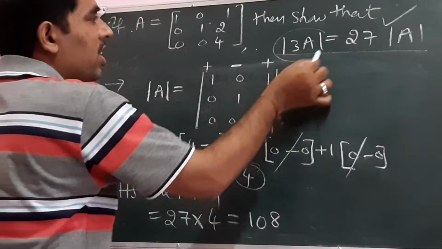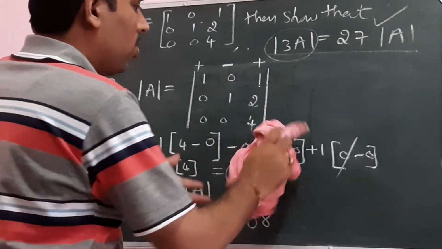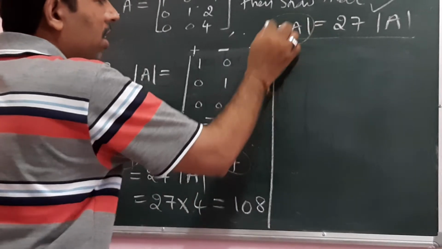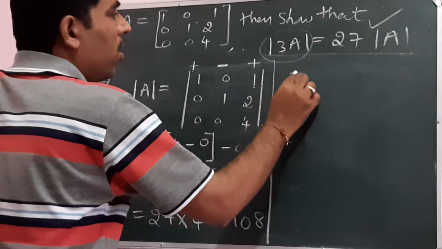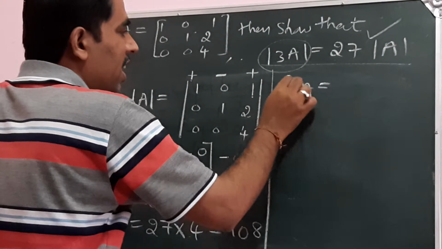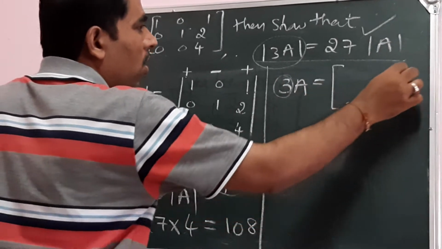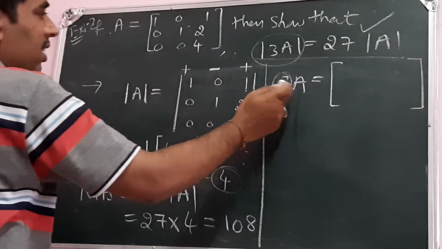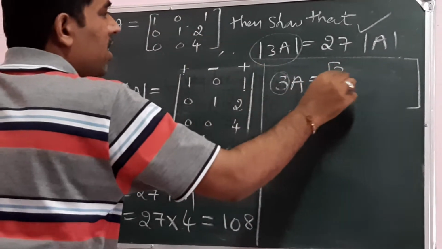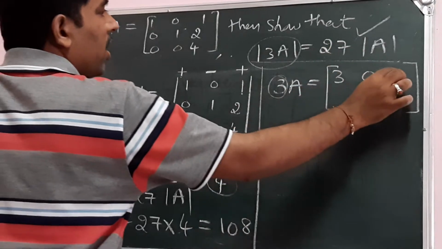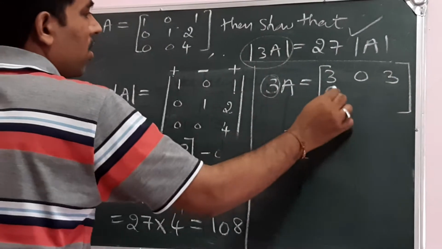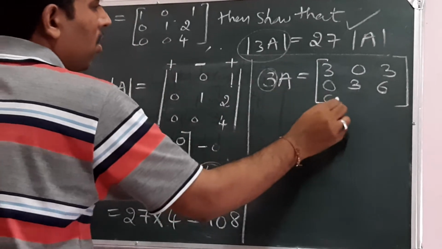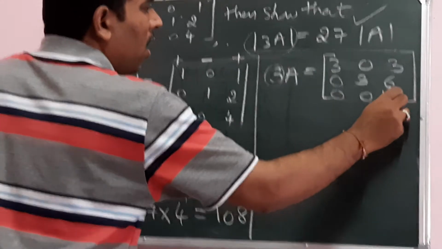Now we can find the determinant of 3A. For that we have to find 3A first. 3 is a scalar, so we multiply every element of the matrix by 3. So 3 into 1 is 3, 3 into 0 is 0, 3 into 1 is 3, 3 into 0 is 0, 3 into 1 is 3, 3 into 2 is 6, 0 0, 3 into 0 and 3 into 0, both elements will be 0, and 3 into 4 will be 12.